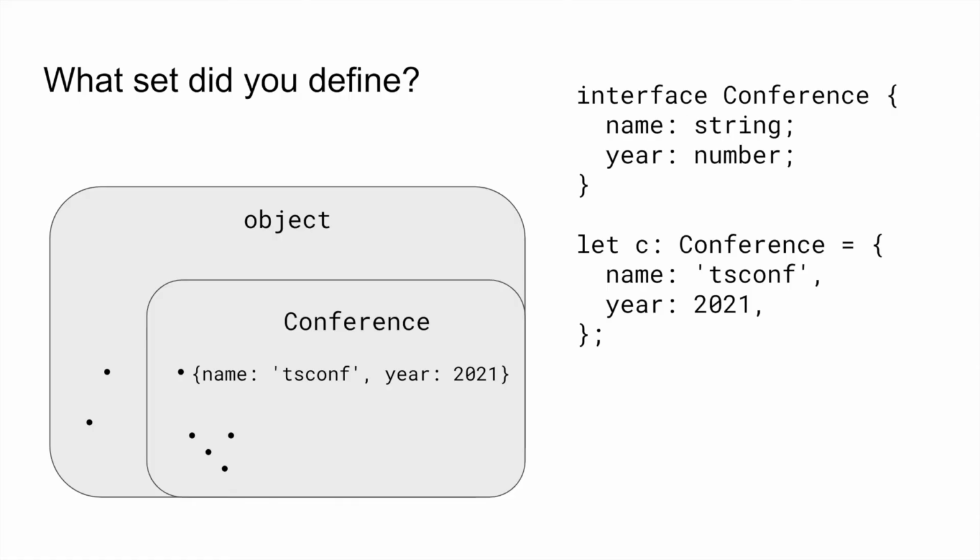So let's look at user-defined types, and specifically interfaces. Here we've defined a conference interface that has a name that's a string, and a year that's a number. And here's an example value that's assignable to that type. So name tsconf, year 2021. The conference type defines a set of values, and that set of values is a subset of the object type that we were just looking at.